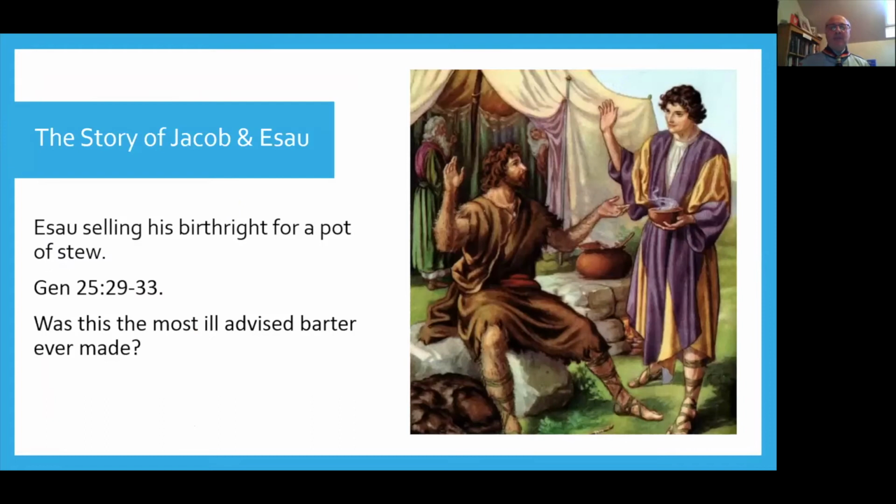Then we will come to this story. Do you remember the story of Jacob and Esau? Who was the firstborn? All right. Question again. Who was the firstborn? Was it Jacob or Esau? Who was the firstborn, guys?